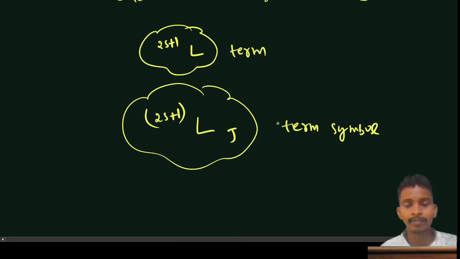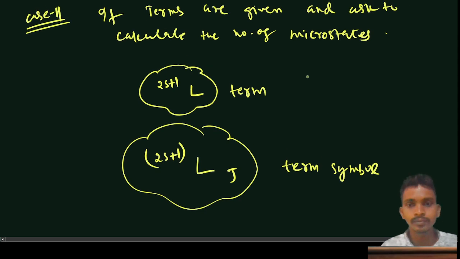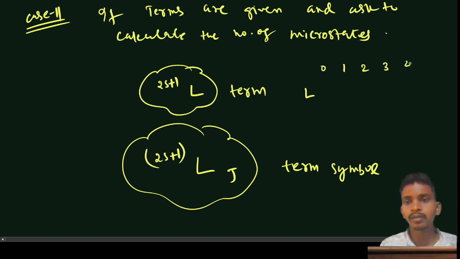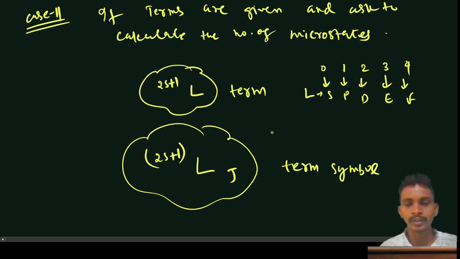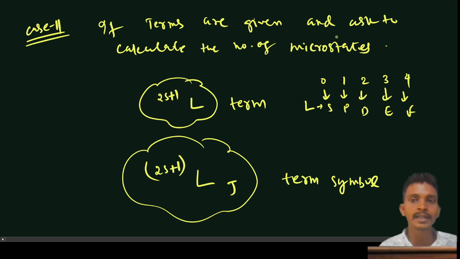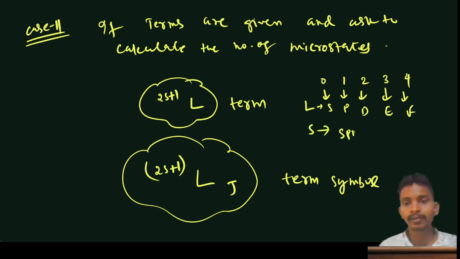Okay, so these L values are, let's say, 0, 1, 2, 3, 4. So 0 represents S, this is for P, this represents D, this represents E, this represents F. Now if terms are given and asked to calculate, in 2S plus 1, this S represents the spin multiplicity.